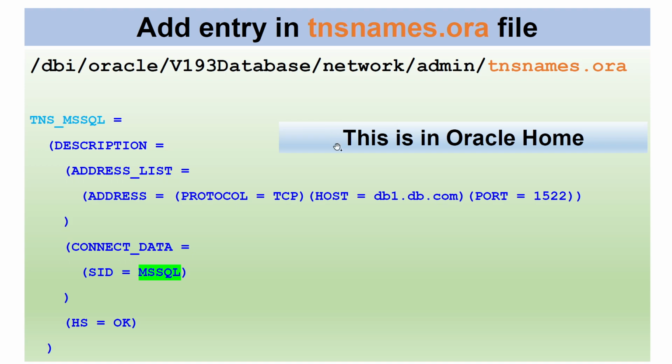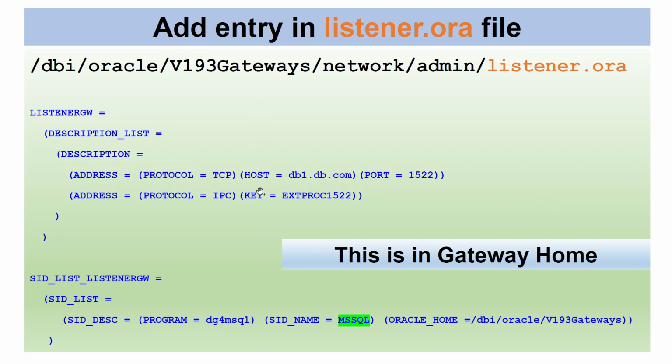Go ahead and go to the Oracle home, and under the Oracle home network admin, you'll find a file called tnsnames.ora. Add a new TNS entry. The name is your choice, whatever name you want to give. Here you have to give the SID that you chose in the first place, and HS equal to OK. The port should match the listener port in the gateway home.